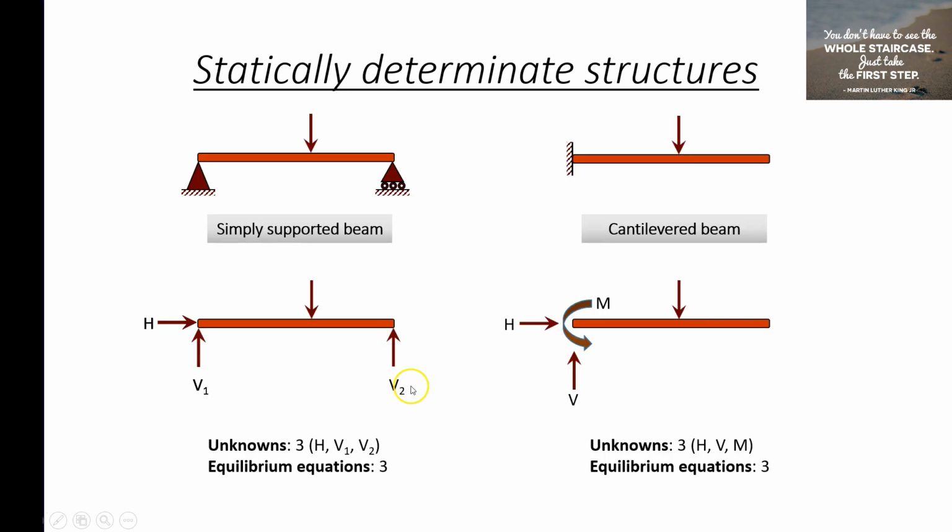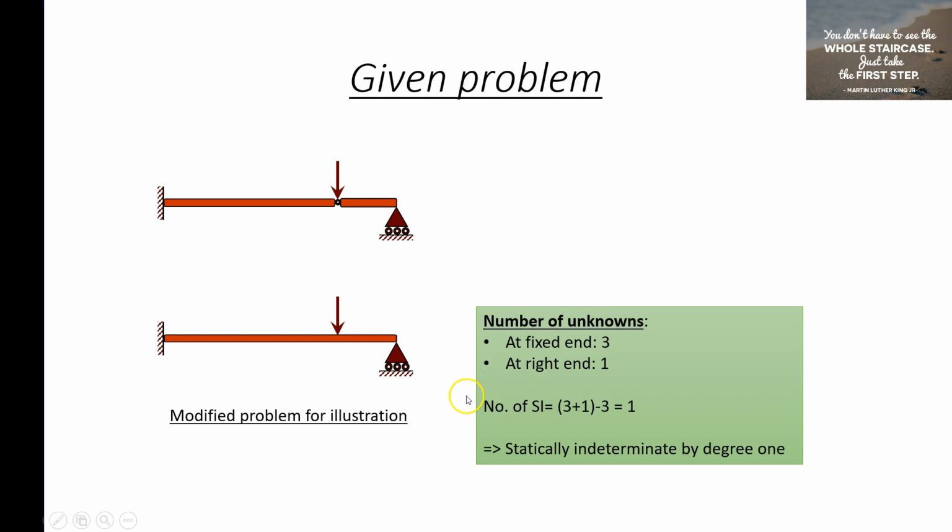And this is the roller end. In the previous slide we said that it carries one unknown vertical reaction. So at the right end we have one unknown reaction. So in total 3 plus 1, 4 unknowns are there, and the number of equilibrium equations we have is only 3. So the degree of static indeterminacy in this case is 1, because we can't solve for one unknown with the help of equilibrium equations alone. We have 3 equilibrium equations but 4 unknowns, and this is called statically indeterminate by degree 1.